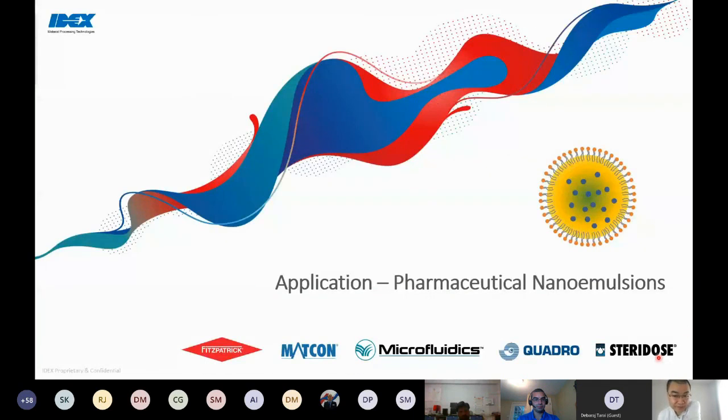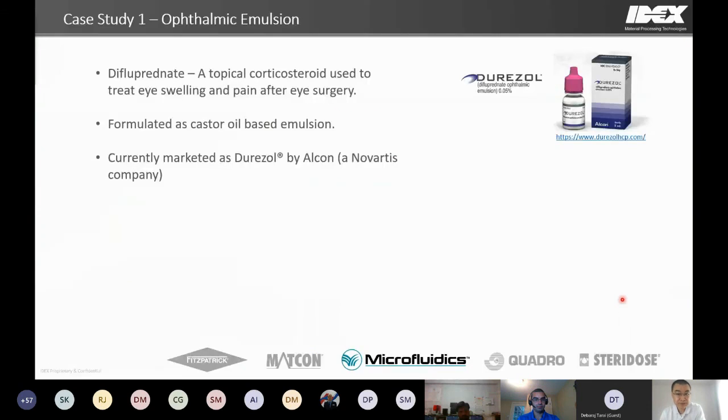This leads to my first application, pharmaceutical nanoemulsions, and I will use a few examples to demonstrate the use of our technology in this application. My first example is producing an ophthalmic emulsion, and specifically in this case with difluprednate as the active ingredient. Difluprednate is a steroid, and it's used to treat eye swelling and pain after eye surgery. The emulsion is formulated with castor oil as the carrier oil. It is currently available on the market under the brand name Durezol and is marketed by Alcon.